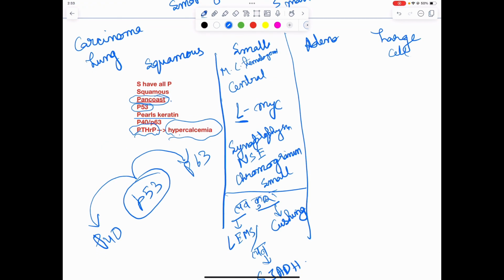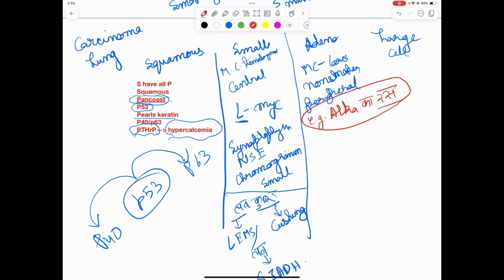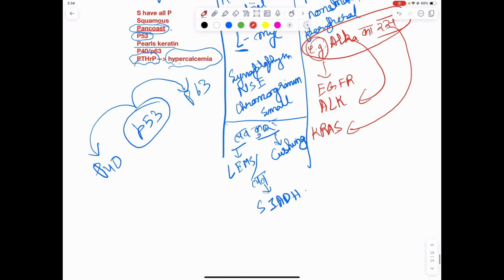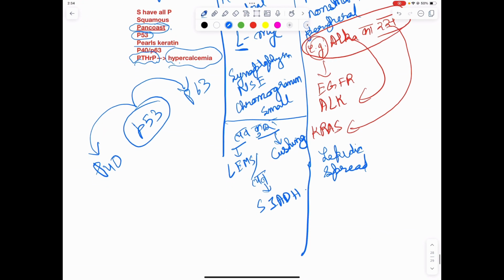Now we come towards the adenocarcinoma. This is the most common carcinoma, and especially this is seen in non-smokers, and it is peripheral. Also remember that it can be, for example, ALK, KRAS. Remember that by e.g.: EGFR, ALK and KRAS. Now we move towards the lipidic spread. And remember, in this there is TTF1.